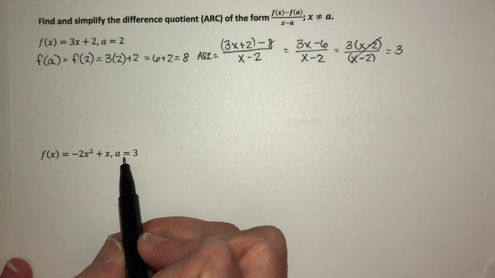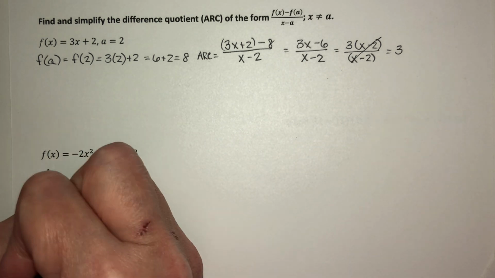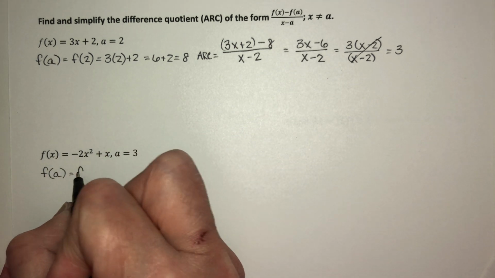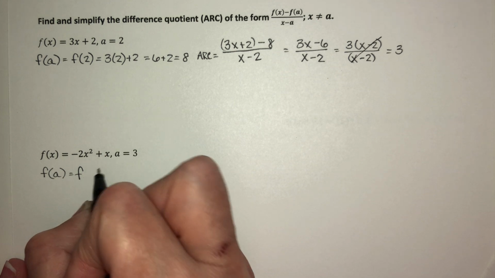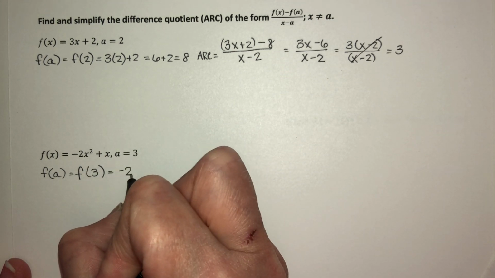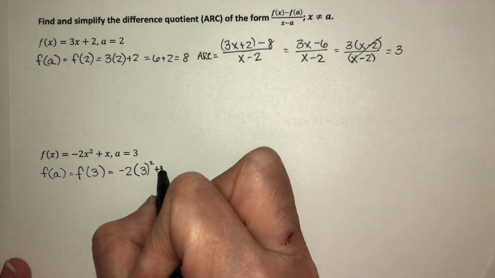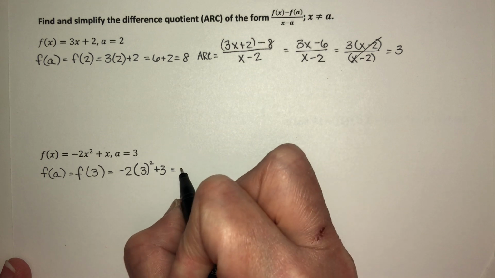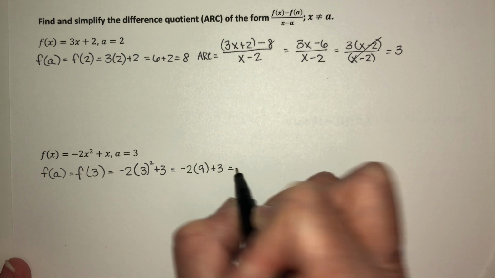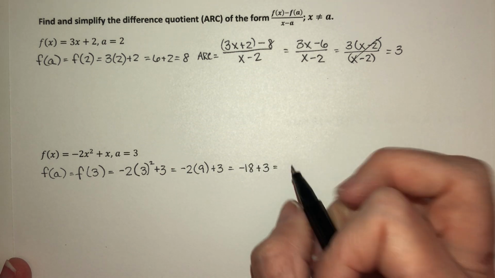Now let's do this one. Again, I need to find f of a. So f of a is f of 3, which will be negative 2 times 3 squared plus 3, which is negative 2 times 9 plus 3. Negative 18 plus 3 is negative 15.